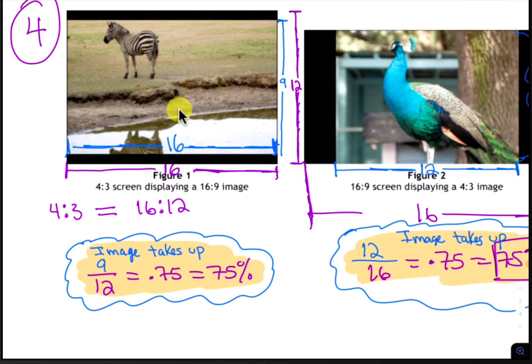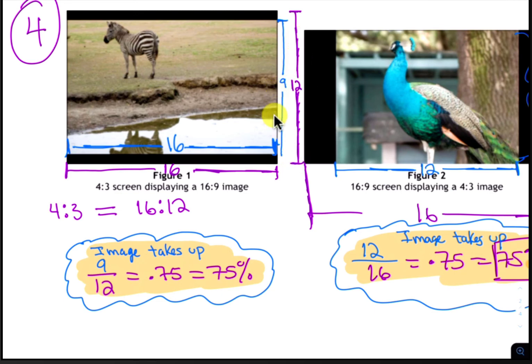Now, when we look at this picture, we know that the image ratio is 16:9. So let's just say that the width of the image is 16 and its height is 9. Now let's look at the entire screen. The entire screen, remember, has an aspect ratio of 4:3. But if we multiply the 4 and the 3 by 4, we get 16 and 12. So a ratio of 4:3 is the same as a ratio of 16:12. So now we can say that the length of the entire screen is 16 and its height is 12.